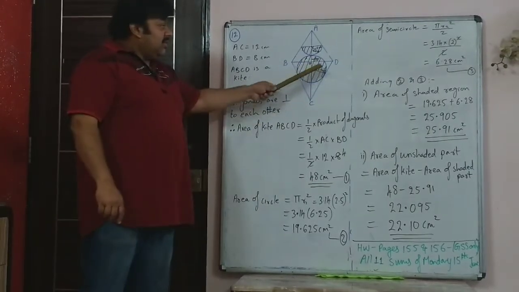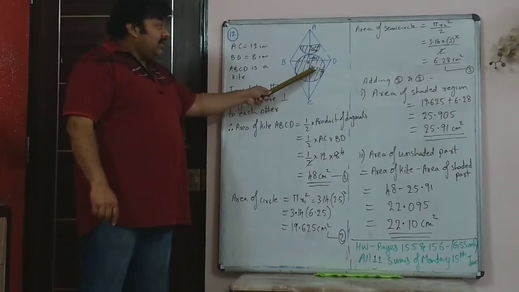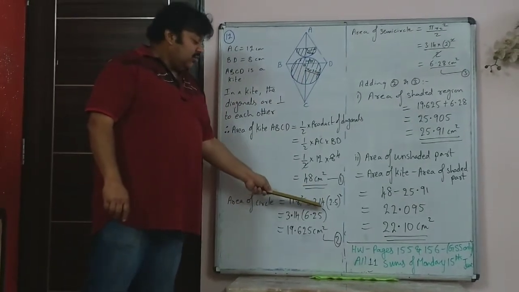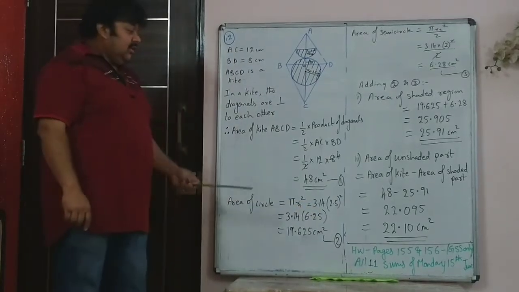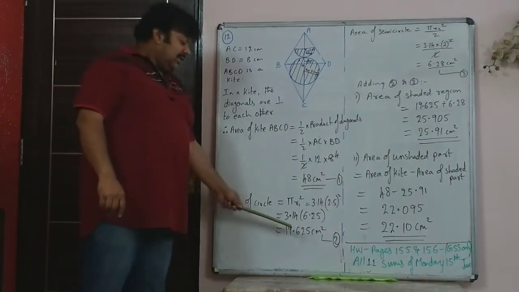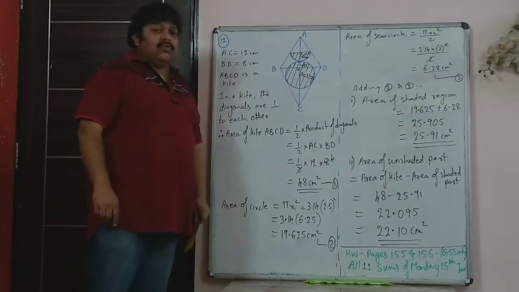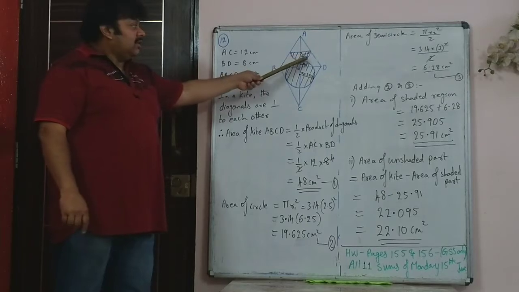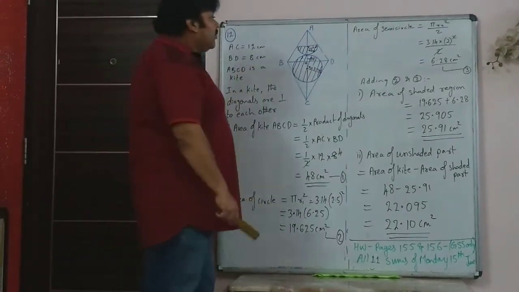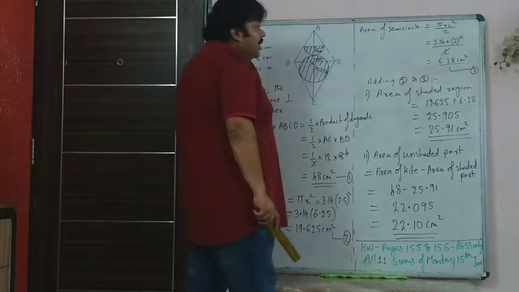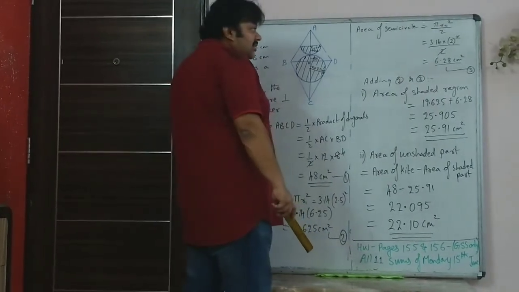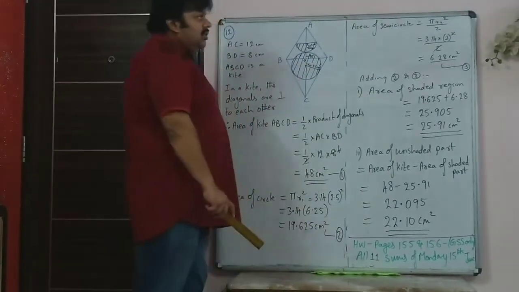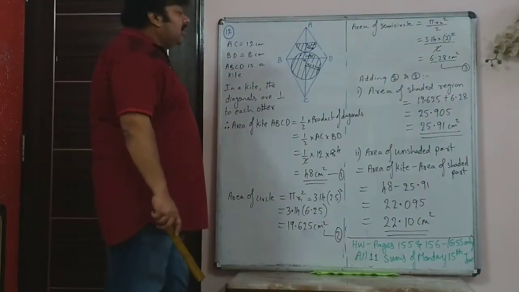Then the radius of the circle is given 2.5. I have called it R1. So area of the circle is pi R1 squared, that is 3.14, I have taken pi as 3.14, into 2.5 the whole squared. So that gives you 19.625 centimeters squared. Semicircle area, radius is given 2. So therefore the area of the semicircle is pi R2 squared upon 2. It's 3.14 into 2 squared upon 2. So it is 6.28 centimeter squared.